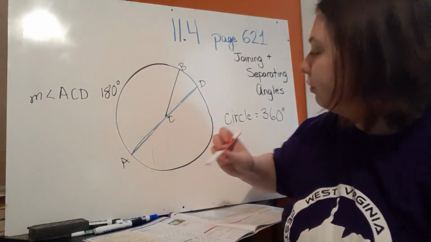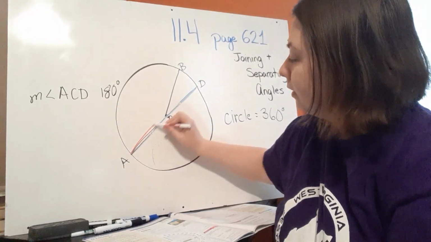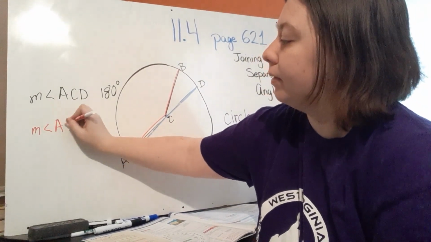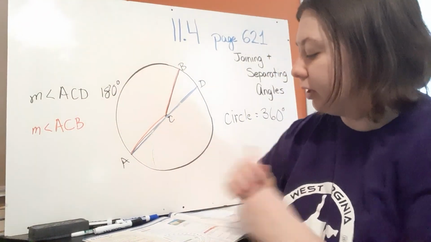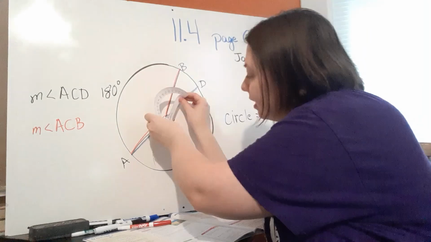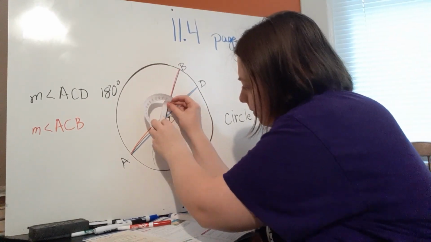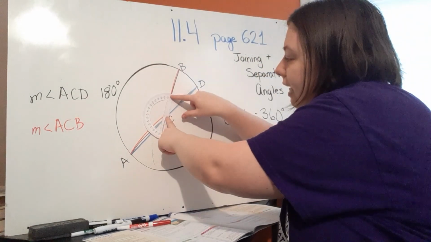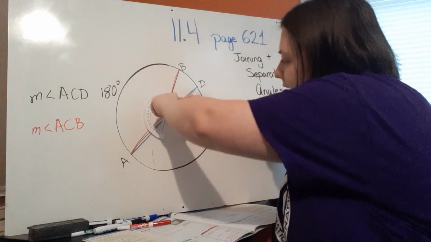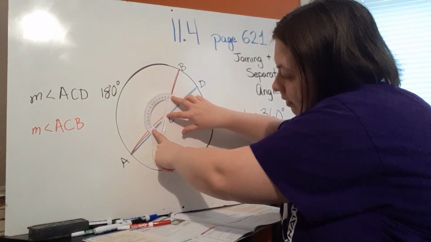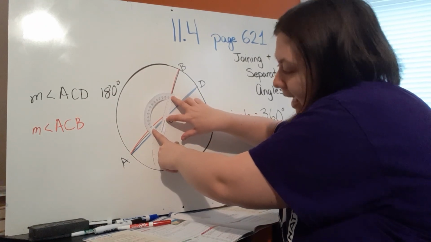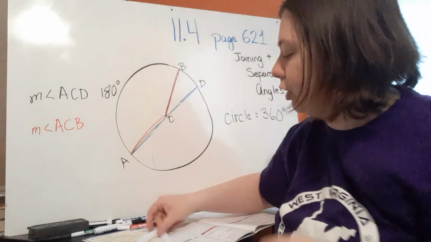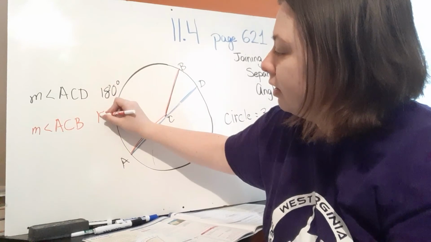So now I want to look for A, C, B. So again, I want to line up the hole at the vertex of C. I'm going to line up CB with my 0 on my protractor, and then I'm going to look all the way around to see where AC falls. And it looks like it is about 150 degrees.